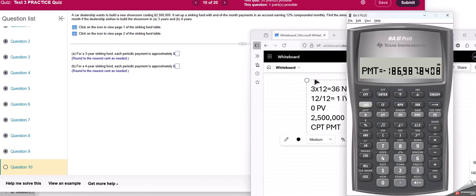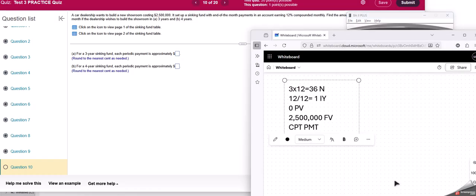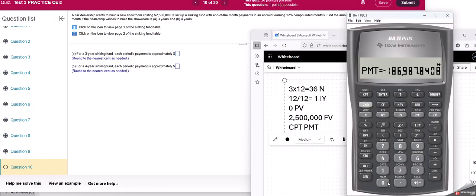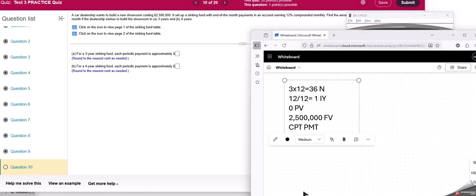So again, coming back to our calculator. 36 is our N, 1 is the IY, 2,500,000 is the future value, no present value, and then compute the payment. So 5,835.77.